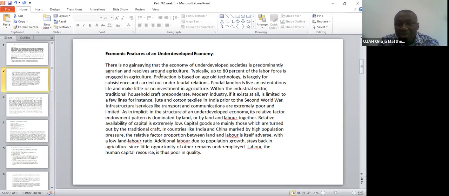So production is based on age-old technology. It's largely for subsistence and carried out under feudal relations. If you understand what feudalism is, it is a pre-capitalist stage of development, where you have landowners, and then those that farm on those lands and pay rent to the landowners, and whatever they get in return is what they keep to themselves. But basically, the landowners are the greatest beneficiaries of this feudal arrangement.